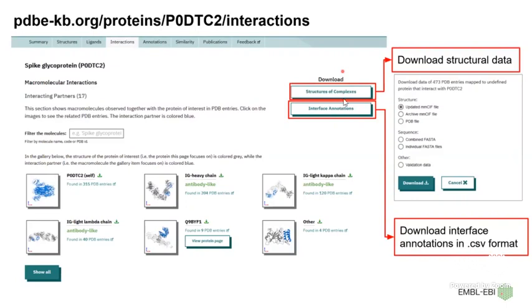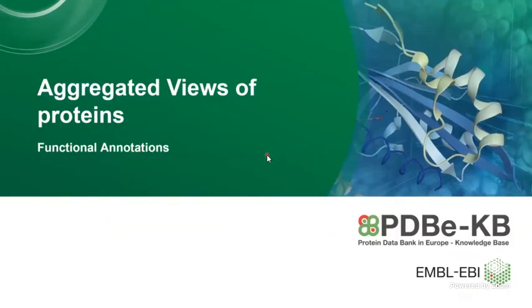Then you can download the structural data, all the complexes. For example, in this particular case, you have 473 PDB entries which are interacting with macromolecules, and you can download various types of data using this download button. All the annotations which you see in the ProtVista viewer for interface annotation, you can use this button to get those in CSV format. Moving on, now let's talk about the functional annotations information in the aggregated view of proteins.